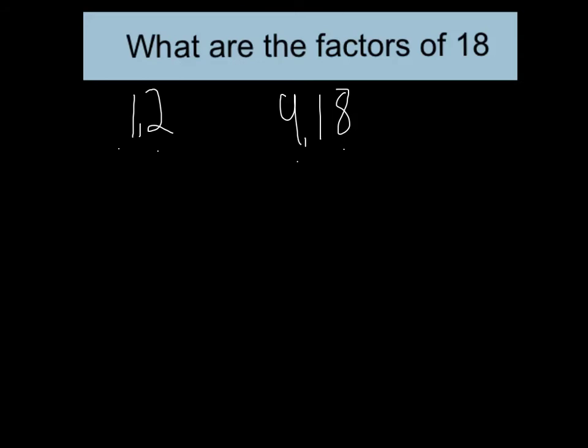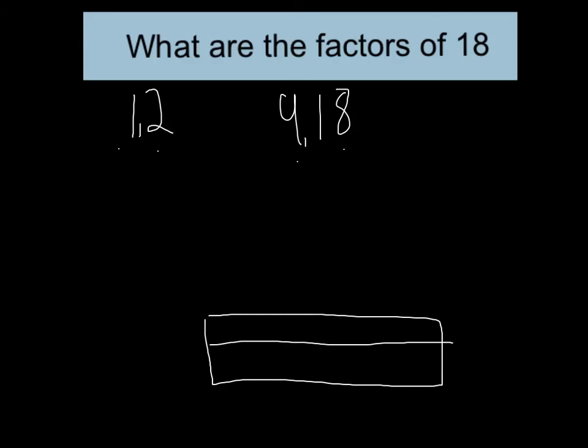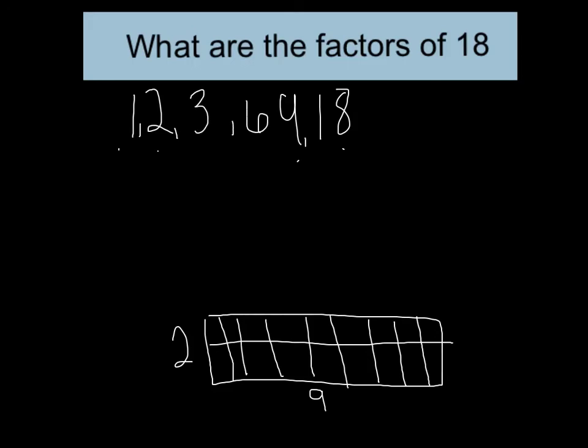Could I draw an array for that? Yes, I could. I would come down here and I would do 2 rows. So I have 2 rows here, and I would have 9 in each row. So this array is showing me 2 rows and 9 in each row. And if I counted them all up, I would get 18. So now I'm going to go to my next counting number, which is 3. Can I multiply anything by 3 to get 18? Yes, I can. I can multiply 6. So 3 times 6 equals 18.